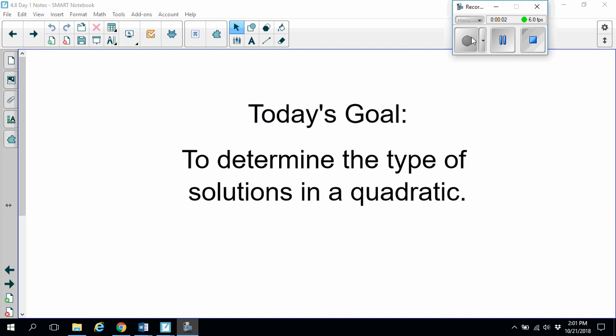Here are the 4.8 day 1 notes. So this is actually using the discriminant to determine the type and the number of solutions in a quadratic equation.